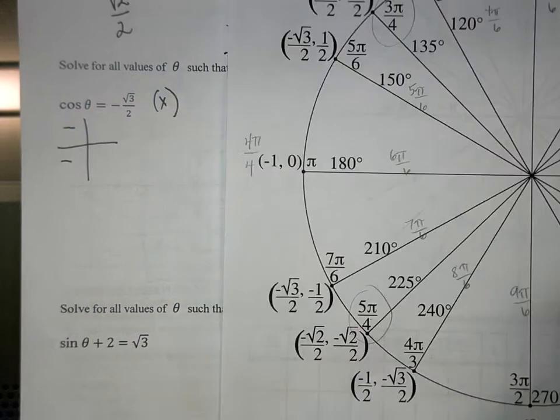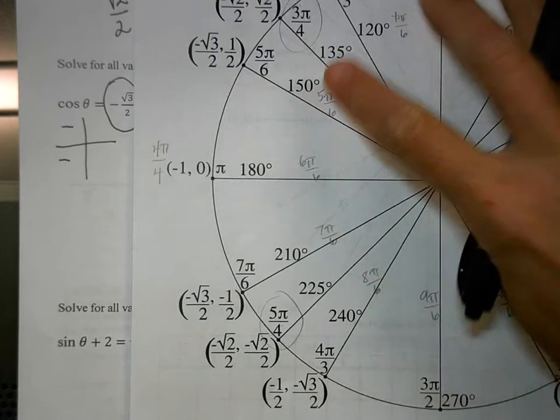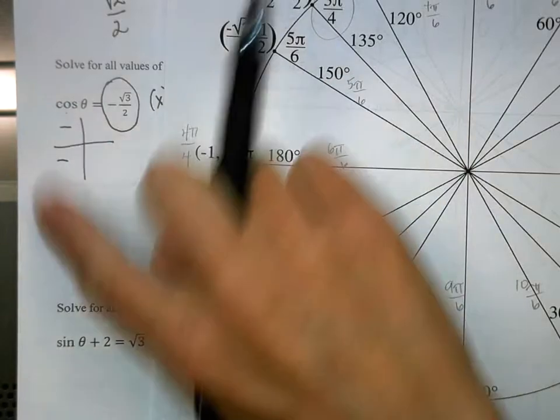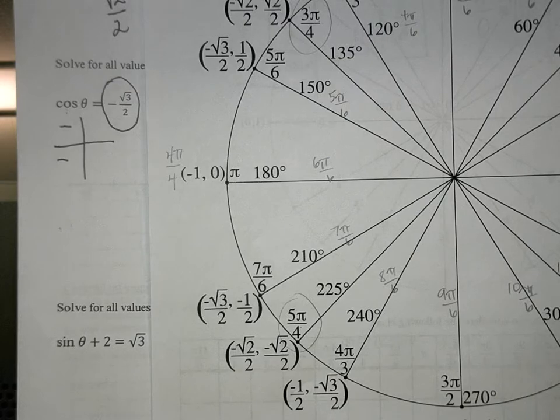Okay, so we are looking for what degrees is x negative root 3 over 2. So we know that negative root 3 over 2 should be in quadrants 2 and 3. So where is the x value negative root 3 over 2 in quadrant 2?